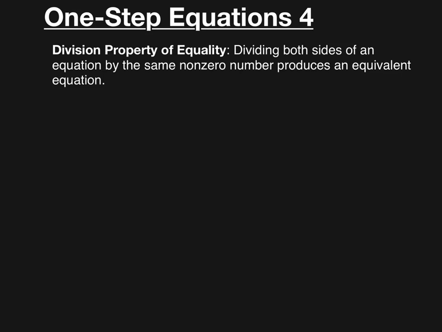The division property of equality says that dividing both sides of an equation by the same non-zero number produces an equivalent equation. This non-zero part is important, right? Because we can never divide by zero. Dividing by zero doesn't give us an answer. It's undefined.